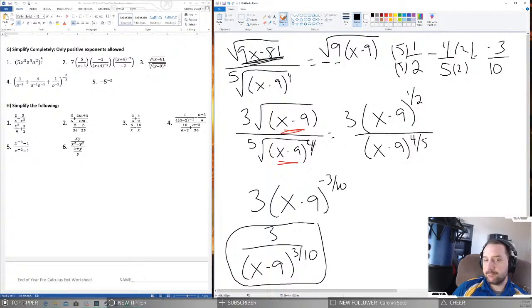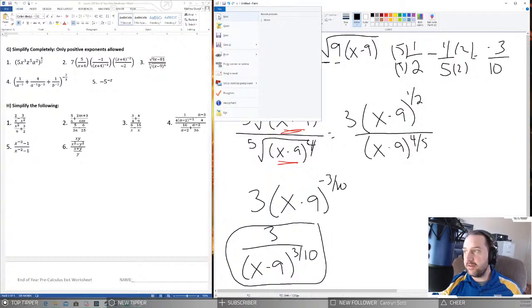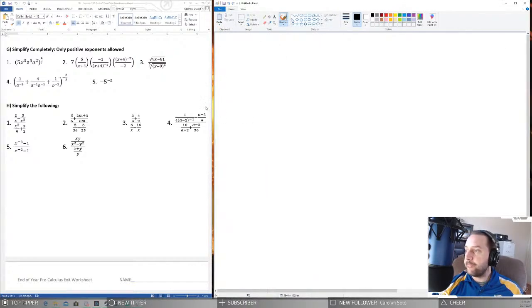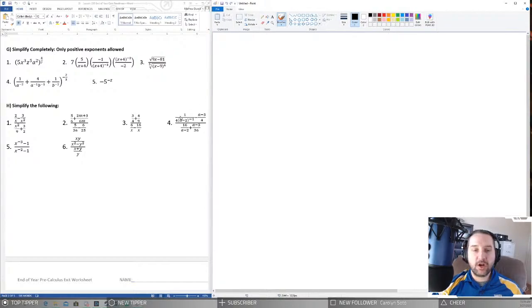Okay. So let's move on to H. So H are what we call complex fractions, meaning that we have fractions within fractions. So essentially the goal is to try and make it into 2 fractions. That's all we want to do.